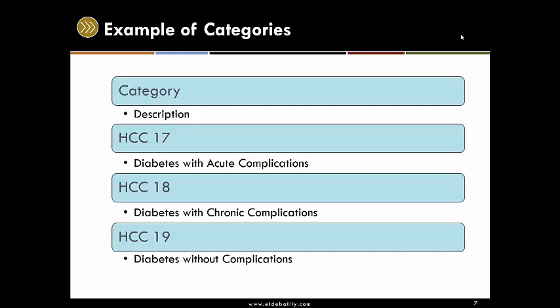So an example of a category that's easy to think about is diabetes. Category 19, diabetes without complications. Category 18, diabetes with chronic complications, so the patient that has diabetic nephropathy, diabetic neuropathy. And then diabetes with acute complications, that's going to be our diabetes with diabetic ketoacidosis, that acute condition.